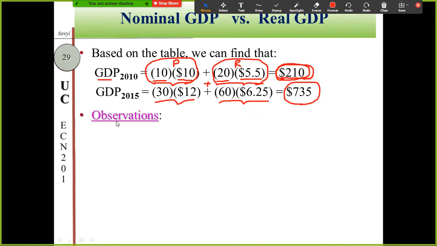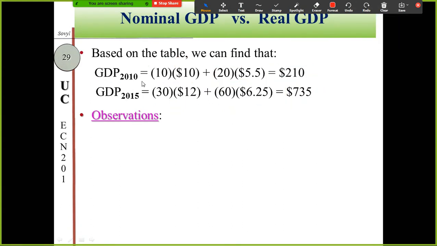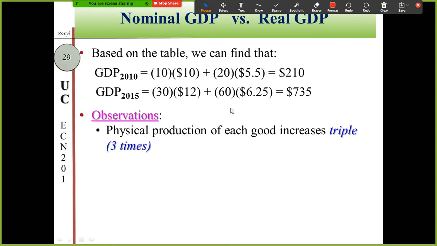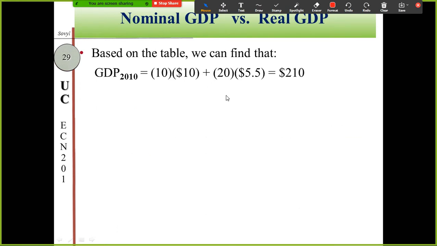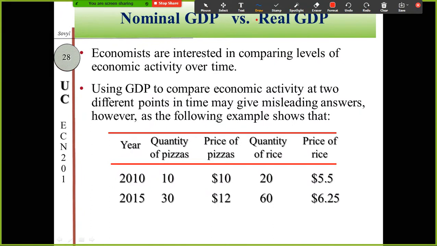Observations. Okay, so observe by looking at these two tables, these two data. The physical production of each good increases 3 times, or triple. Physical production means the activities of producing each good increased by 3 times. Okay, we can go to see the table.